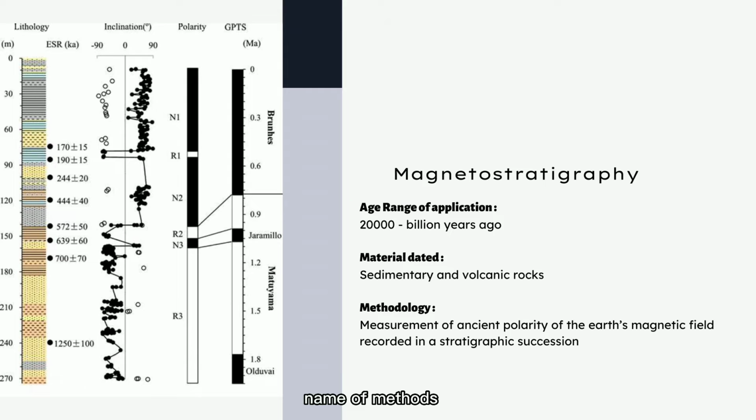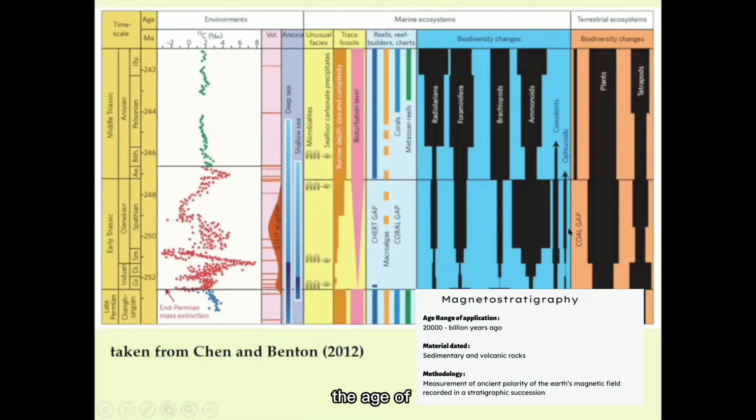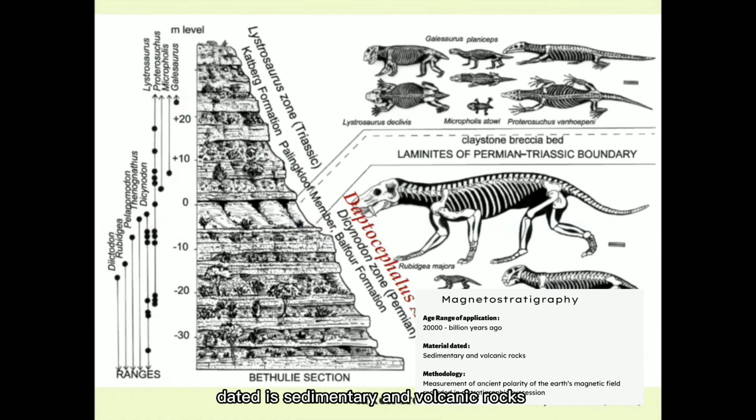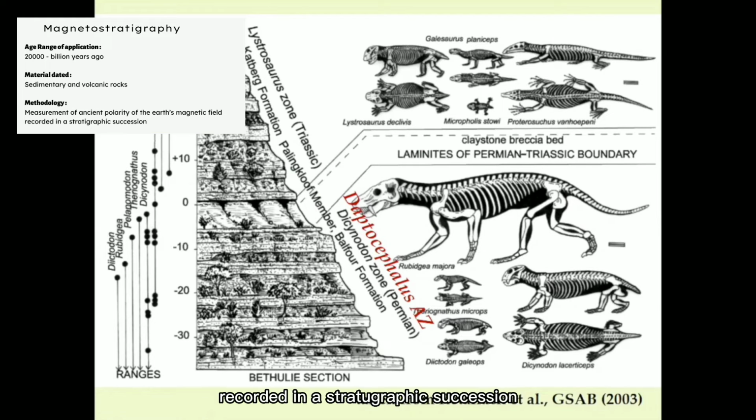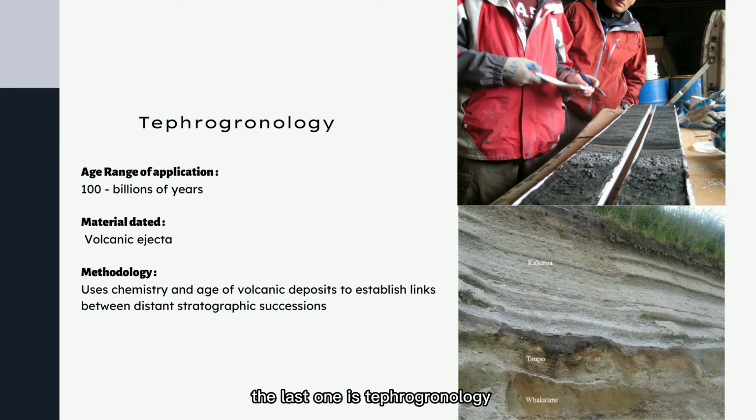Name of method: magnetostratigraphy. The range of application is 2,000 to billions of years ago. The material dated is sedimentary and volcanic rocks. The methodology is measurements of ancient polarity of the Earth's magnetic field recorded in a stratigraphic succession. The last one is tephrochronology. The age range of application is 100 to billions of years. The material dated is volcanic ejecta. The methodology uses chemistry and age of volcanic deposits to establish a link between distant stratigraphic successions.